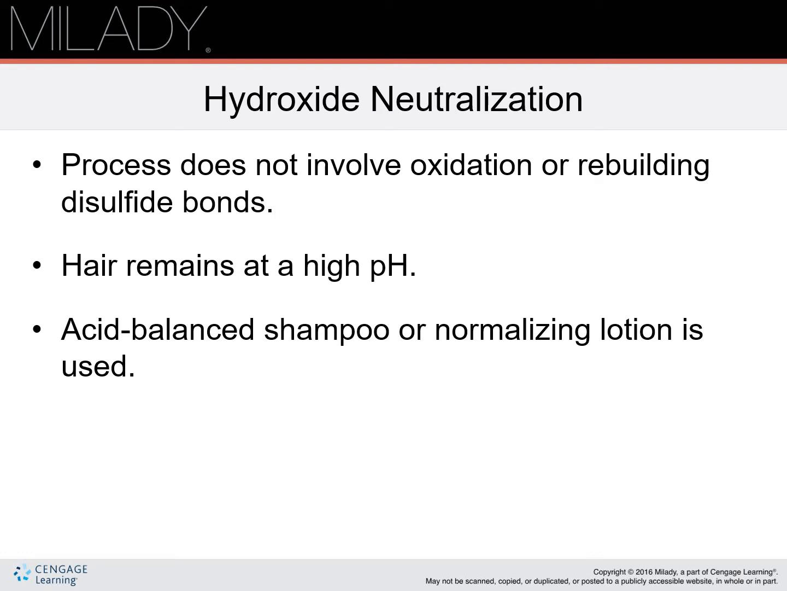Hair is going to remain at a high pH. However, you can use an acid-balanced shampoo to pull that pH down. Rinsing it alone is not going to neutralize the relaxer. The acid balance shampoo or normalizing lotion will neutralize what is remaining in the hair.